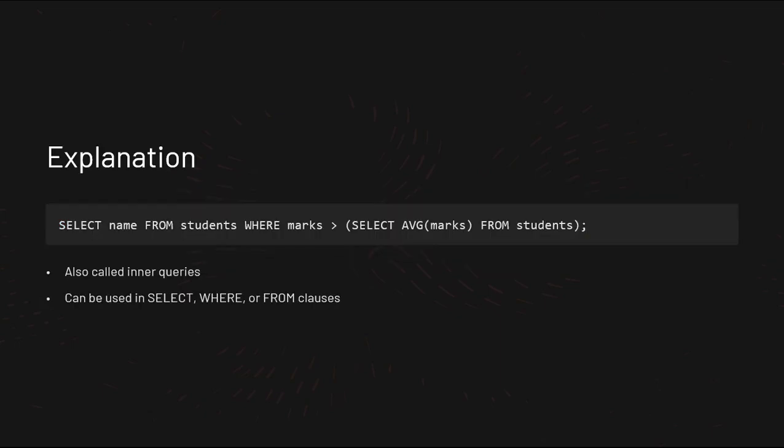For example, select name from students where marks greater than. Now here, this part is called the subquery. The second part is: select AVG, meaning average marks, from students. So first of all, it will get the average marks from the students table, and that output will be given as input to the first query. So the select name from students where marks greater than uses the value that is the output from the second query.